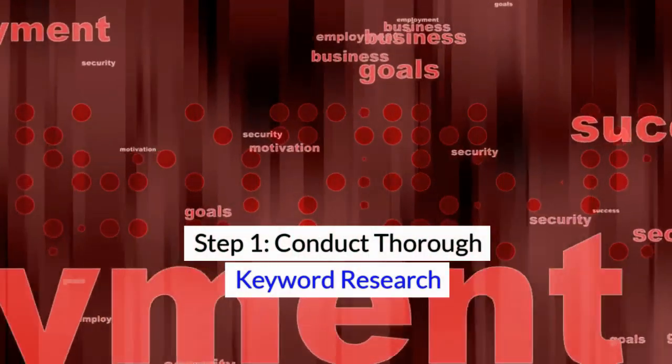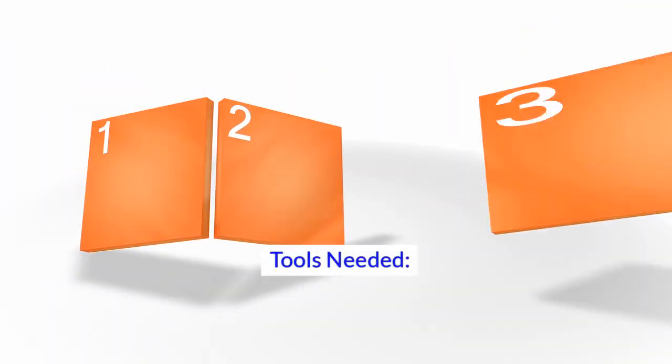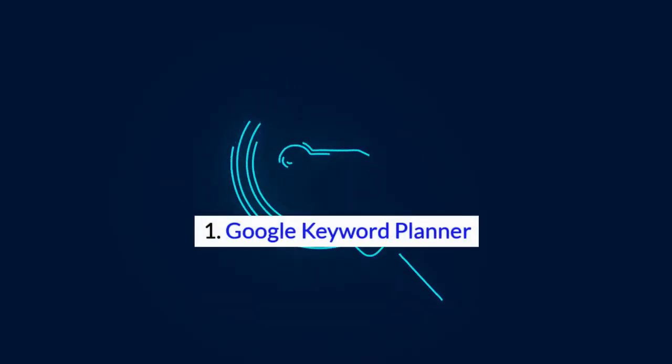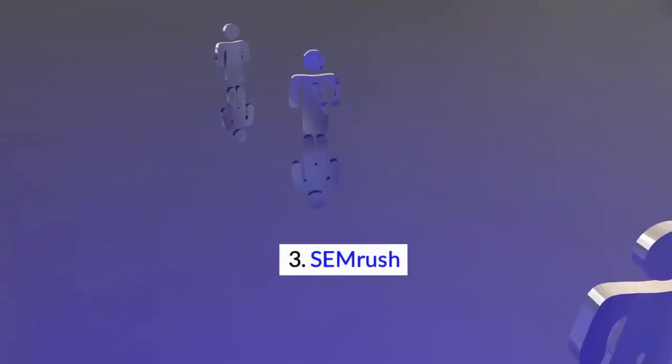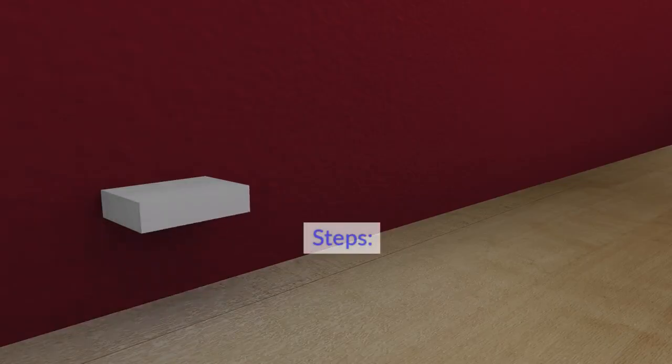Step 1. Conduct thorough keyword research. Tools needed. 1. Google Keyword Planner. 2. Ahrefs. 3. SEMrush. Steps.